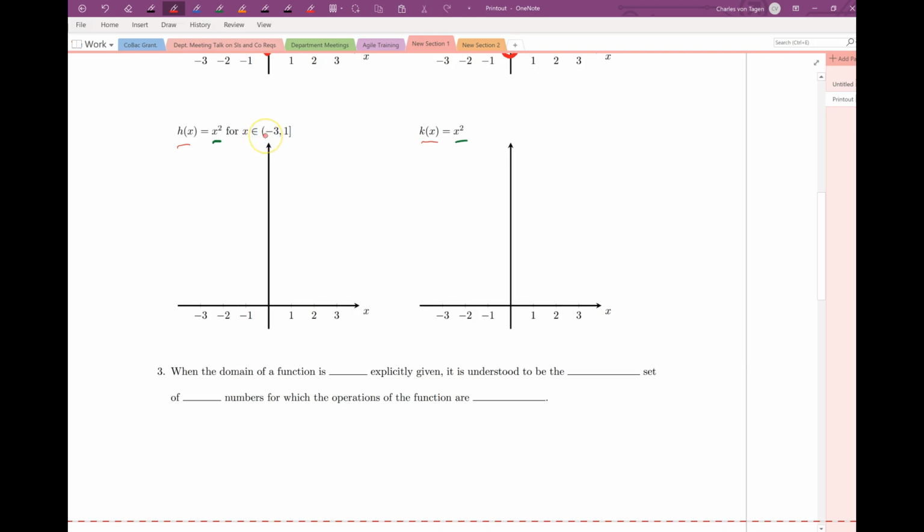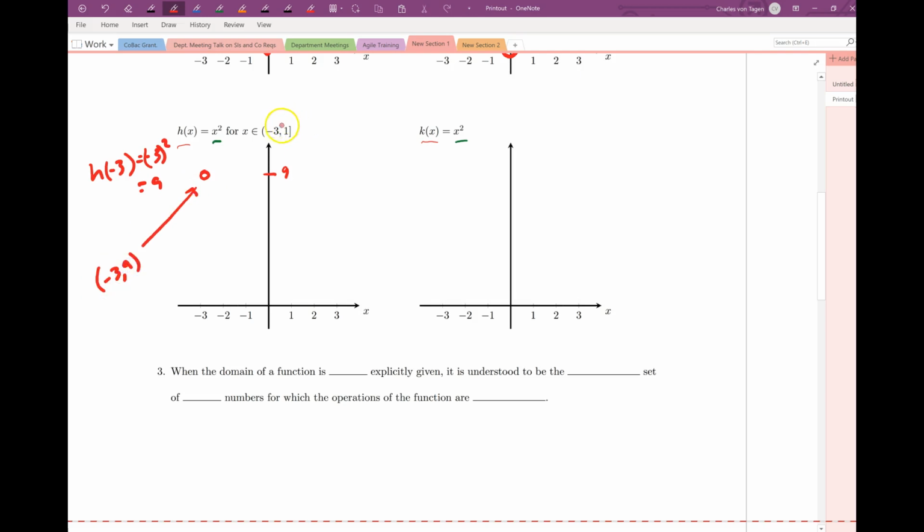-3 is not included in the domain, but let's just suppose it were. If it were included in the domain, what would the resulting output value be? Well, if I take h of -3, that's equal to -3 squared, which is equal to 9. So that would give us the ordered pair -3, 9. But what I'm going to do is, rather than plotting a point there, I'm going to plot the hole. That hole is at the ordered pair -3, 9.